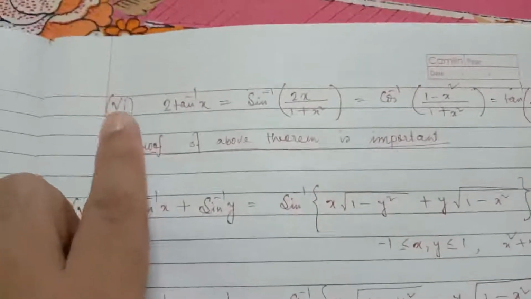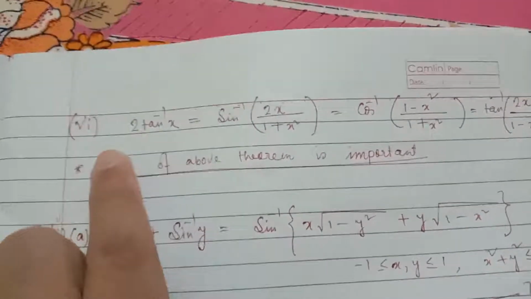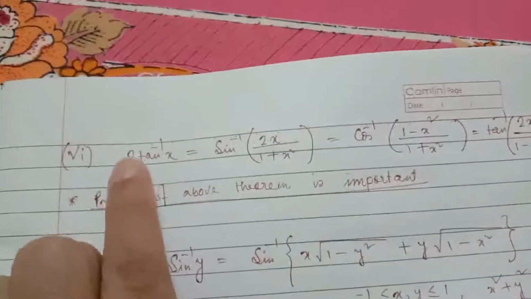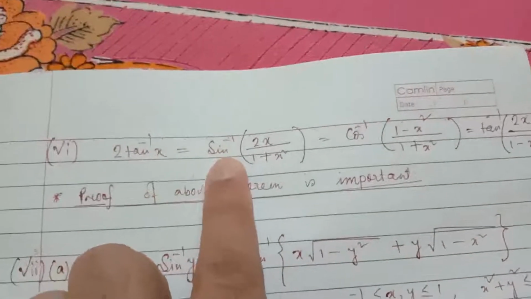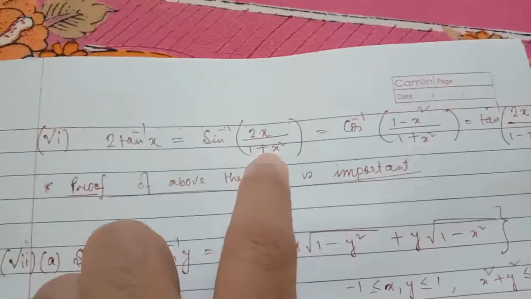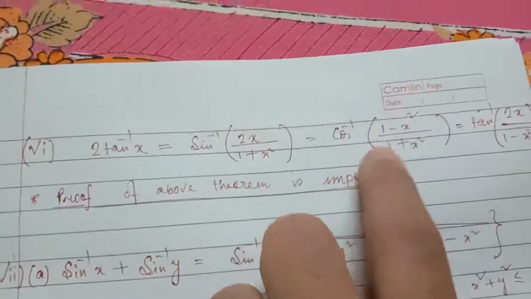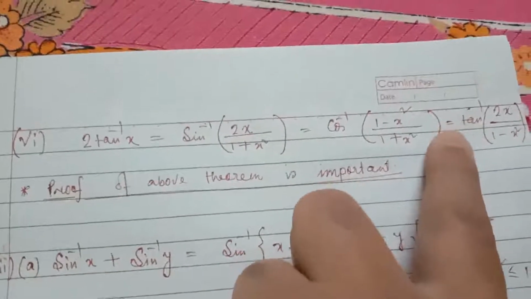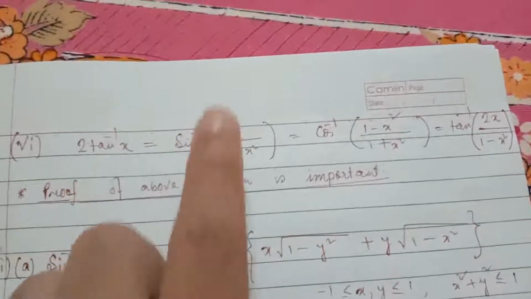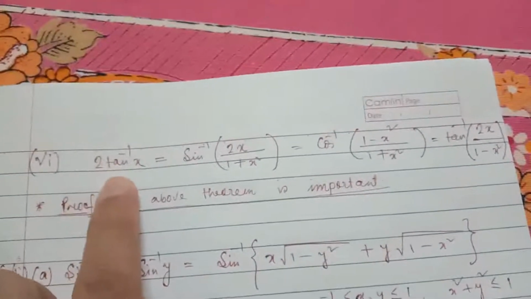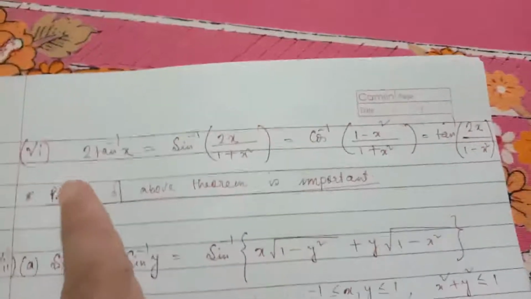Next, property number 6, 2 tan inverse of x. There are three formulas for 2 tan inverse of x. First one is in terms of sine inverse: sine inverse of 2x by 1 plus x square. Second one is cos inverse of 1 minus x square by 1 plus x square. And third one is tan inverse of 2x by 1 minus x square. All three are equal to 2 tan inverse of x.